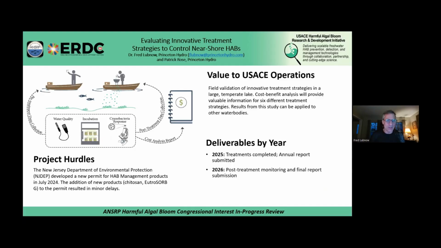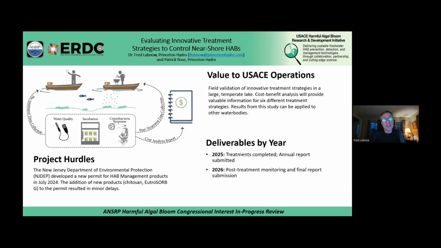So we did the treatments last year. We're evaluating the data. We'll do a cost-benefit analysis. And then once that report is complete, it will be available for everyone to review. Like I said, we did have some hurdles because the same year that the project was awarded, DEP had a new permit program for HAB management. So we had to work with them to make sure that any product we wanted to use, they approved of through that permit process. So that's what I have right now, what we're doing.